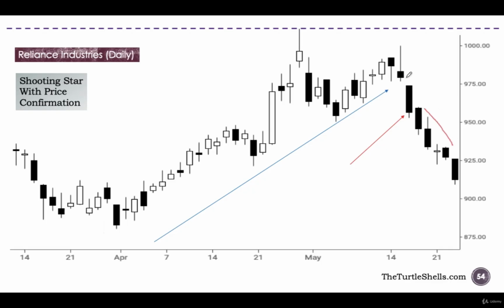So if we would have taken a short position here, we would have made more money. But since we wait for price confirmation, we give up on that gain, which we would have made, but that adds extra probability to our trade. So at least we make this much from here till about here. Okay? So a shooting star with price confirmation is an ultra conservative trade.